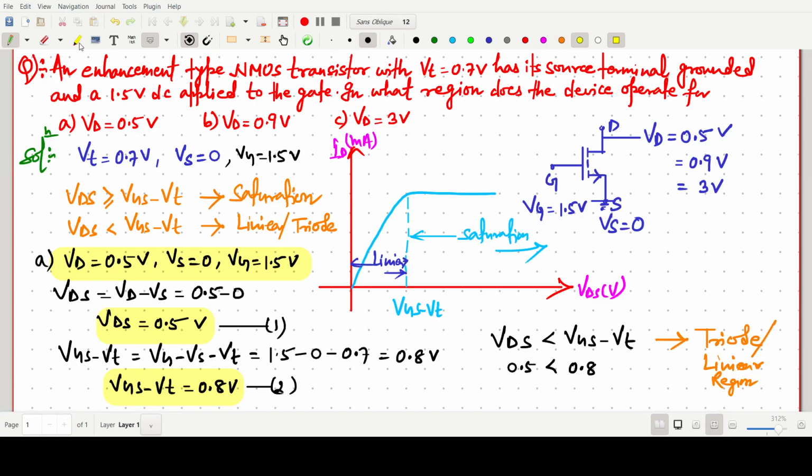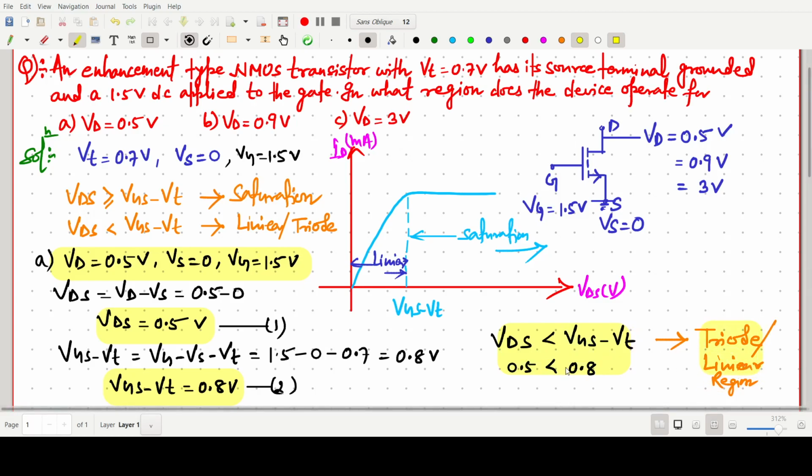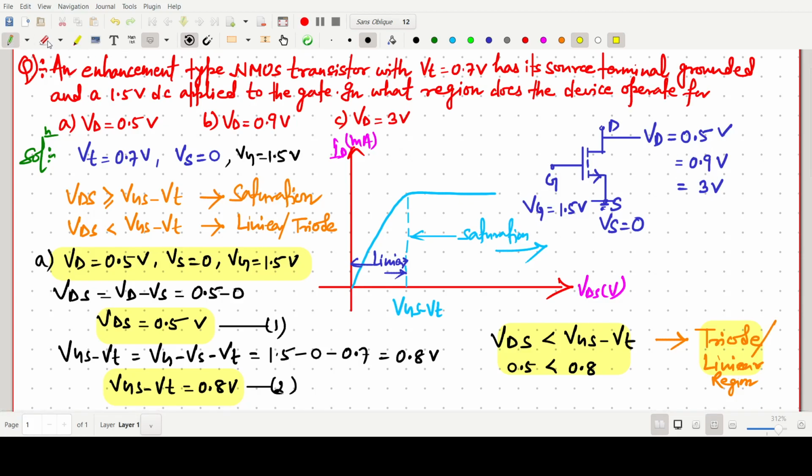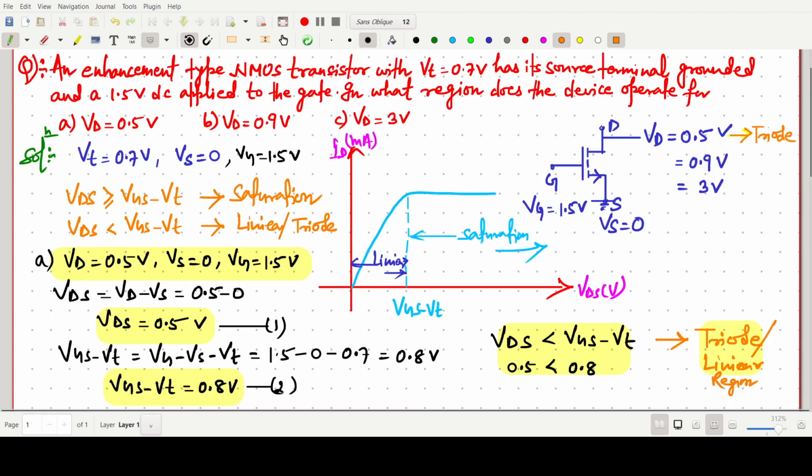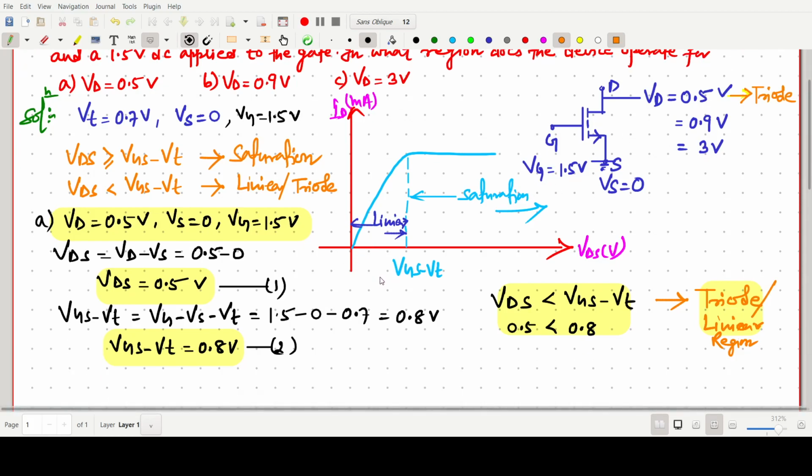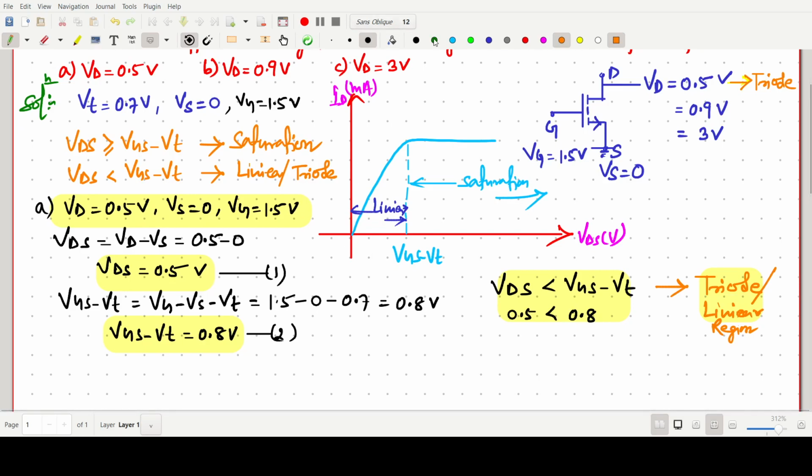Okay, so this one is in the linear region. For the first one, for this value, it is in the triode region. First we have already calculated. Now for the VD value 0.9.